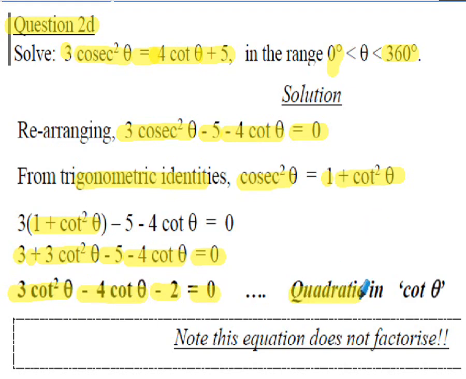I've now got a quadratic equation in terms of cot theta. Note in this particular equation it does not factorize, so you'll have to use the quadratic equation. This is shown on the next slide.